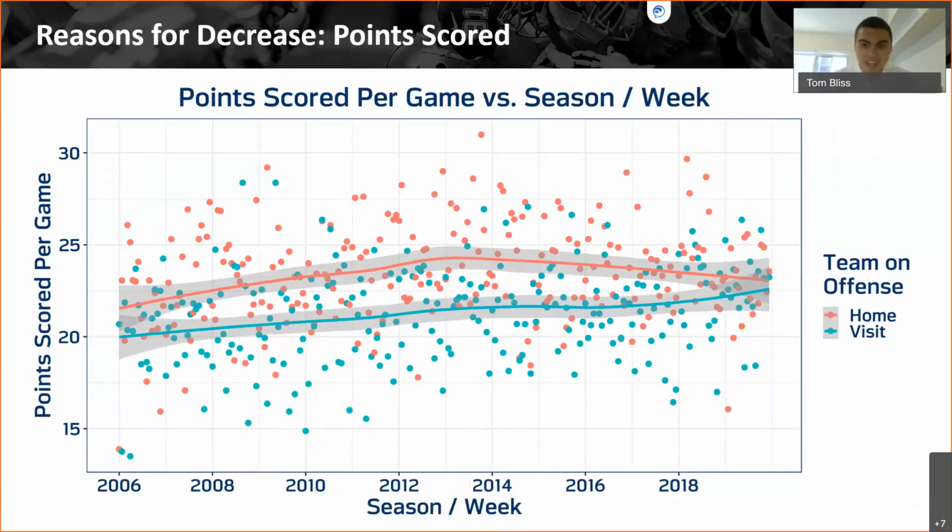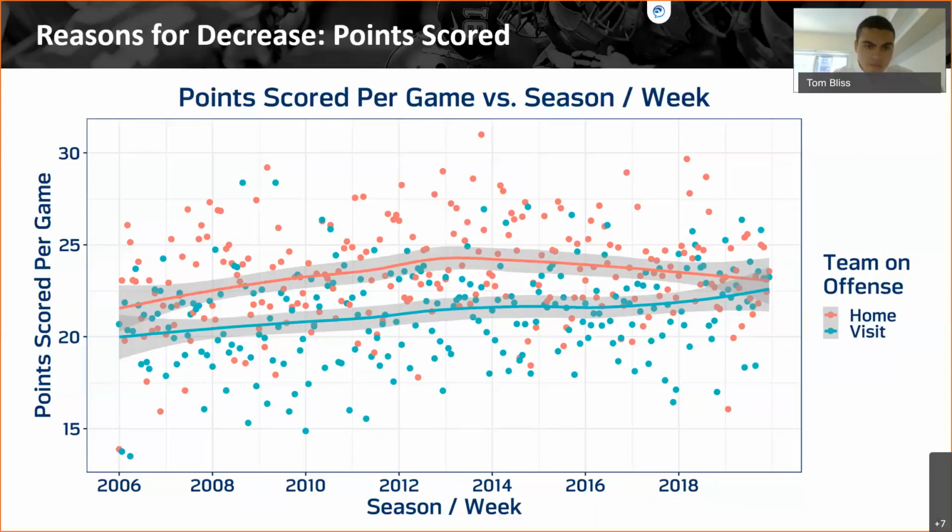You always win, actually. I misspoke there. You always win. So we looked at points scored by season, and we look at 2006, and we compare it to 2019. This gap is shrinking. Both teams are maybe scoring a little bit more points, but the home team is kind of flattening out. The visiting team is catching up.